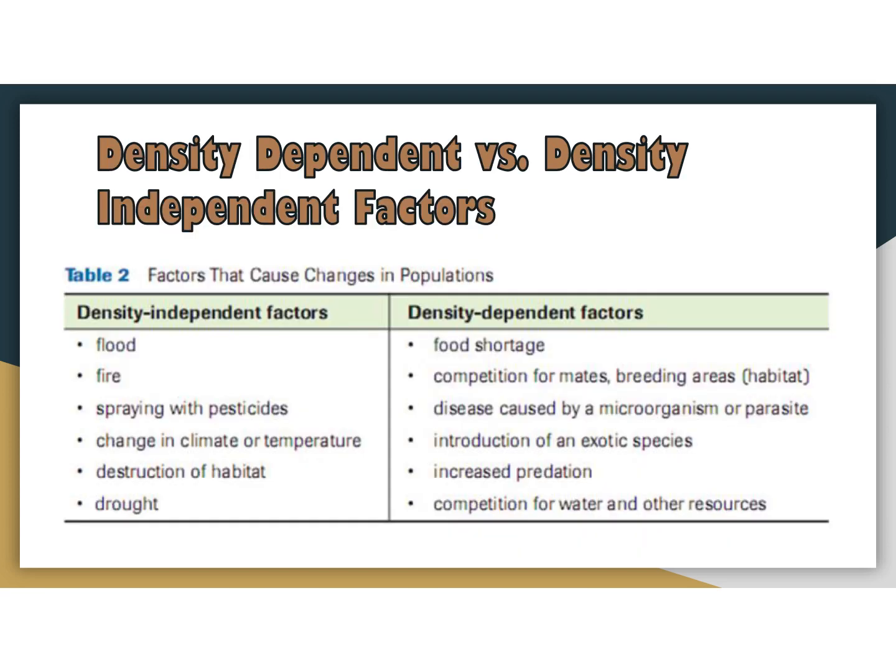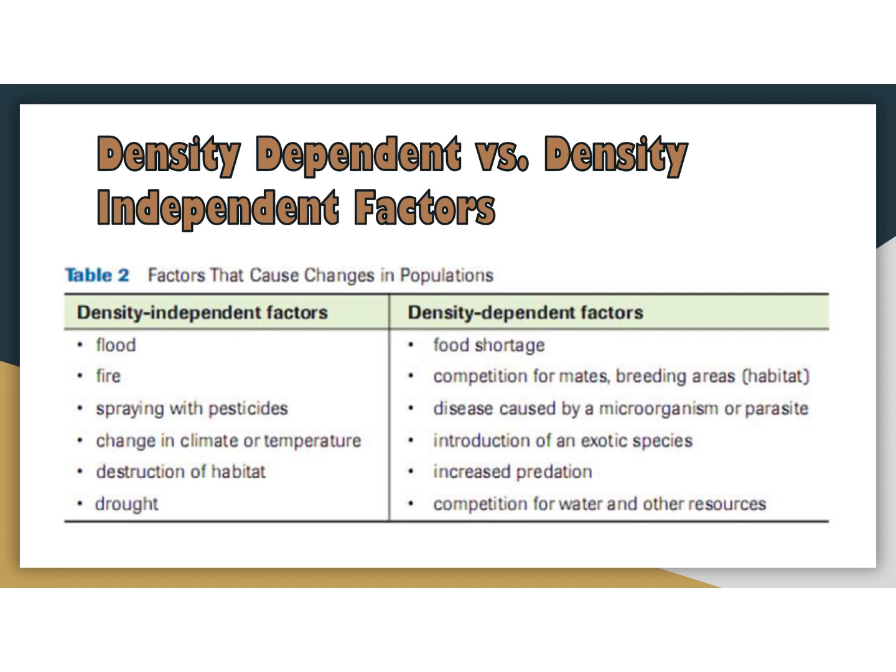So density independent factors versus density dependent factors are factors that depend on how many. We talk about population density as how many are living in a given area. Density independent means it doesn't matter how many are living in a given area. So these are things like weather and natural disasters. For example, flood, fire, climate change, destruction of habitat, drought. It doesn't matter how many things are living there. Those things are going to affect everything equally.